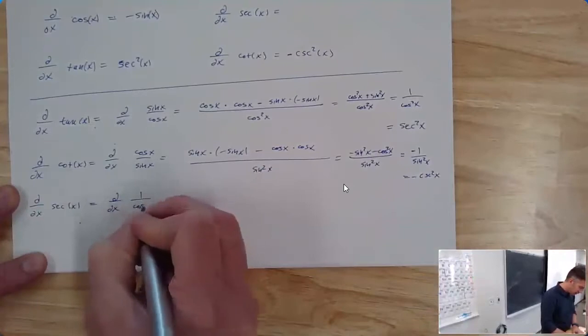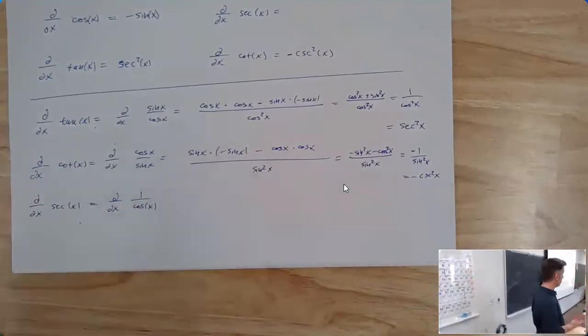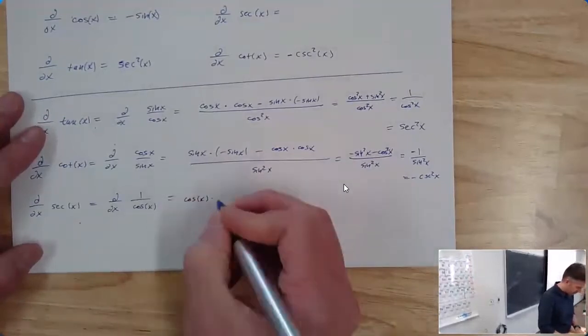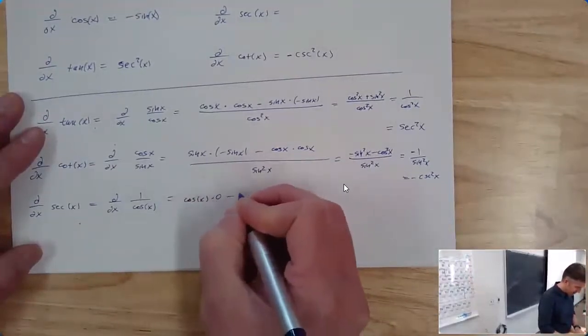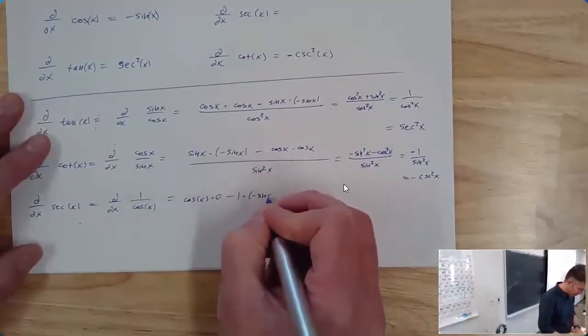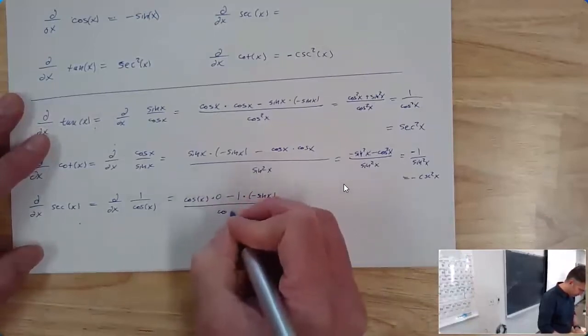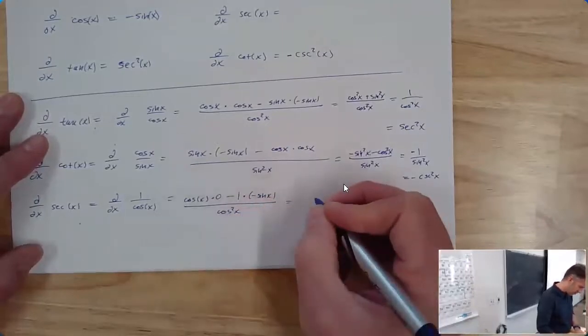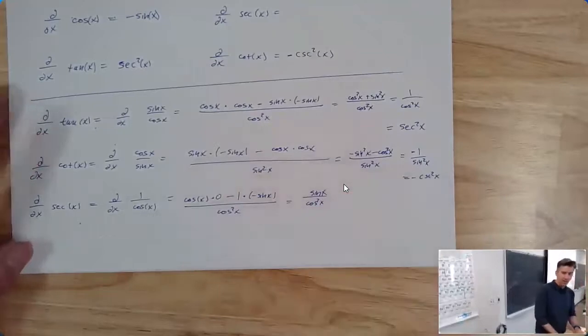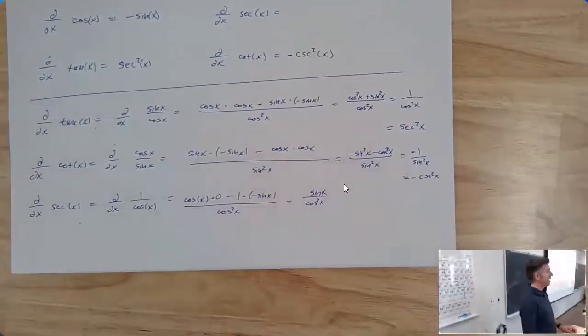So we're going to write secant as 1 over cosine, and then we're going to use the quotient rule. So it's going to be bottom times the derivative of the top, which is 0, minus the top times the derivative of the bottom, which is negative sine, all divided by the bottom squared, which ends up equaling positive sine of x over cosine squared x. And although that's totally correct, it is not the way anyone ever writes the derivative of secant of x. So even though that's right, we're going to fix it.